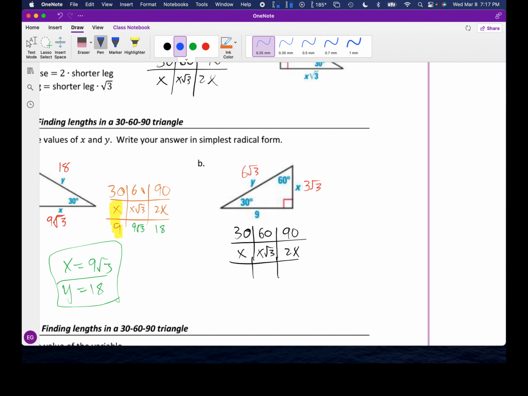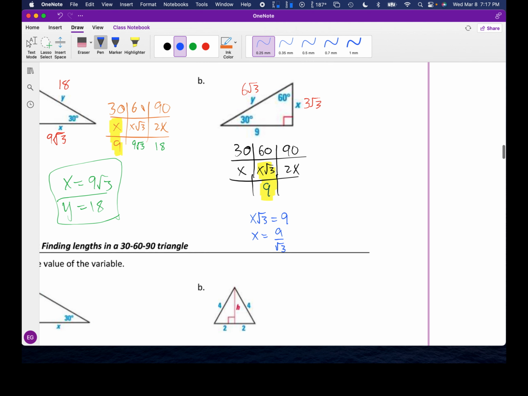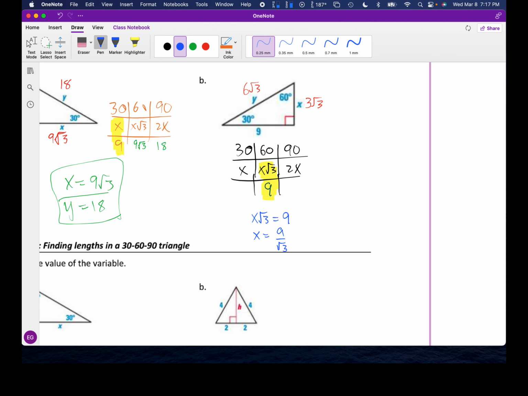So the 9 is across from the x rad 3. It's across from the 60. So what we can do is set up a mini equation. x rad 3 equals 9. And then I can divide by rad 3 to get what x is going to equal. But I, of course, have to rationalize, so I'm going to multiply by the square root of 3 over 3. I'm going to get 9 rad 3 over 3, which reduces to 3 rad 3.